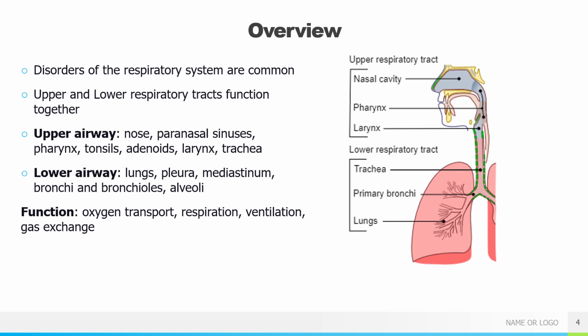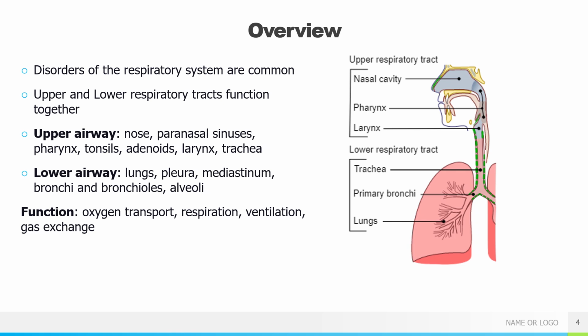The upper airway includes the nose, paranasal sinuses, pharynx, tonsils, adenoids, and larynx. So for today's lecture, we'll also include the trachea as part of our discussion because it serves as a transition between the upper and lower airways. And the primary functions of the upper airway are to filter inhaled particles and microorganisms, warm and humidify inspired air, protect the lower respiratory tract from infection and foreign material, and facilitate speech, swallowing, taste, and smell.